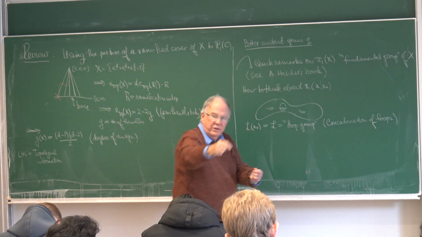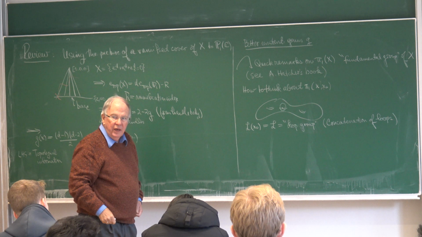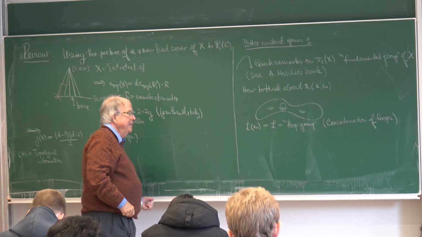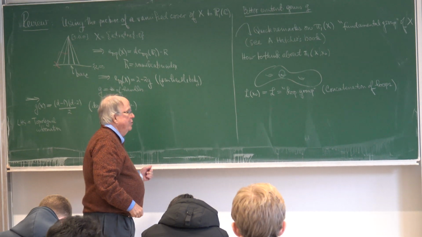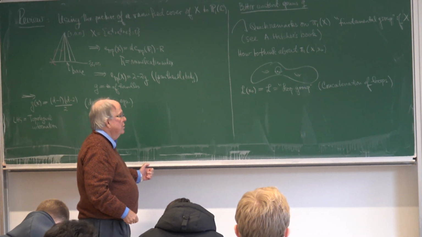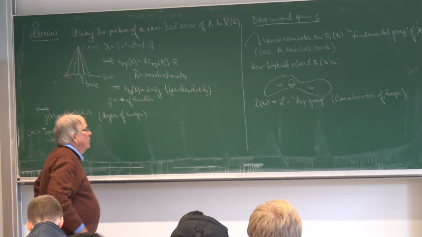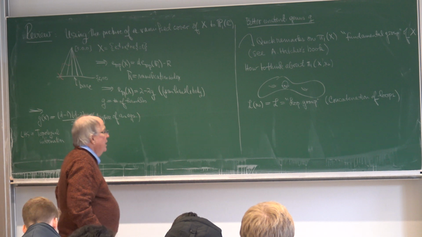Putting two loops together to get a single loop is called concatenation. It's a funny word. I only know it in English. I think it's a German word also. So it's called the loop group.